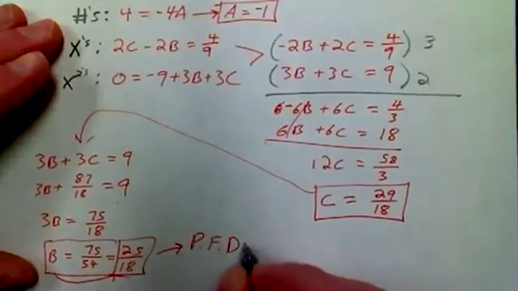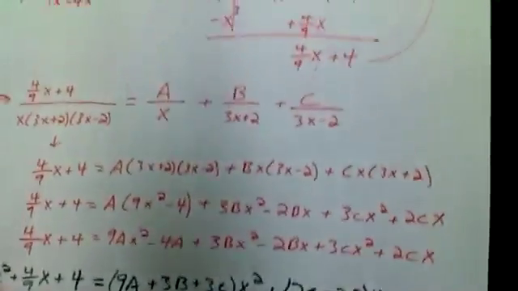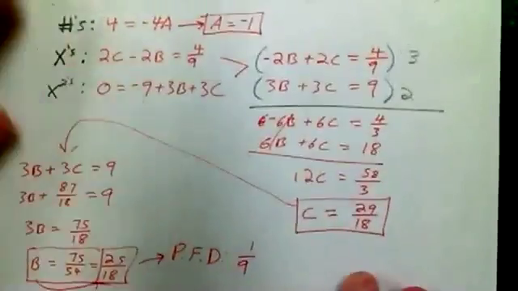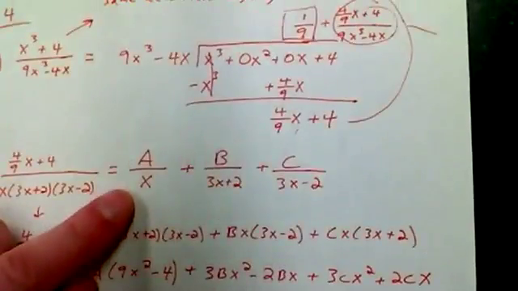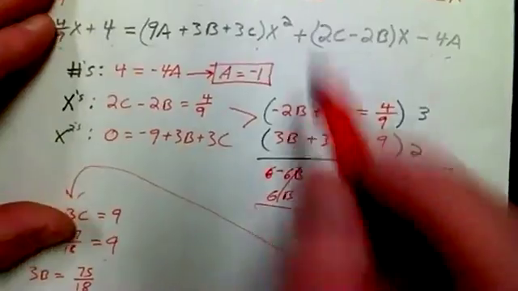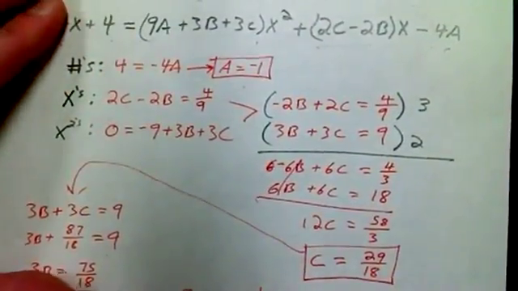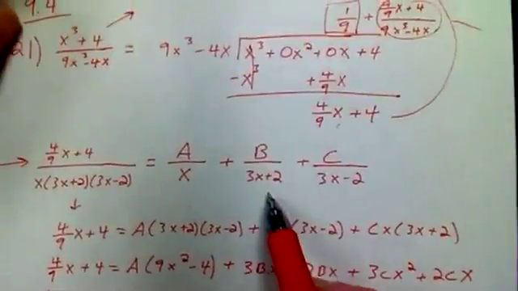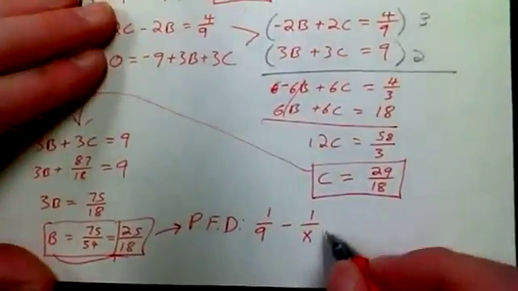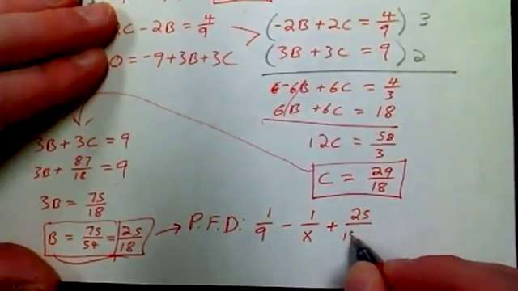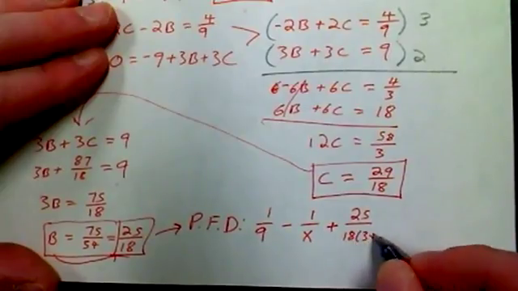So now when I put it all together for my partial fraction decomposition, remember, way back at the beginning, I had 1/9. Okay. Then I have a over x. That's negative 1 over x. So this will be minus 1 over x or plus negative 1 over x. Then I have plus b over 3x plus 2. That's plus 25 over 18, but it might be easier to put the 18 down low, times 3x plus 2, just like that.